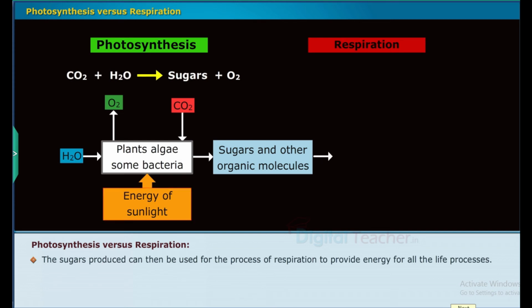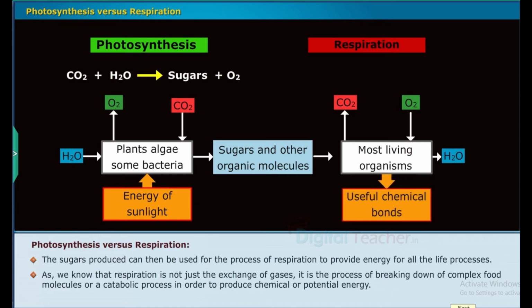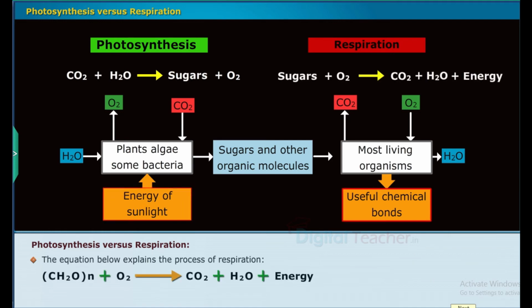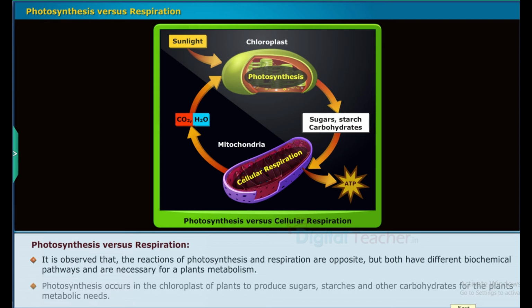The sugars produced can then be used for the process of respiration to provide energy for all the life processes. As we know, respiration is not just the exchange of gases, it is the process of breaking down complex food molecules, a catabolic process, in order to produce chemical or potential energy. The equation shown on the screen explains the process of respiration. It is observed that the reactions of photosynthesis and respiration are opposite, but both have different biochemical pathways and are necessary for a plant's metabolism.